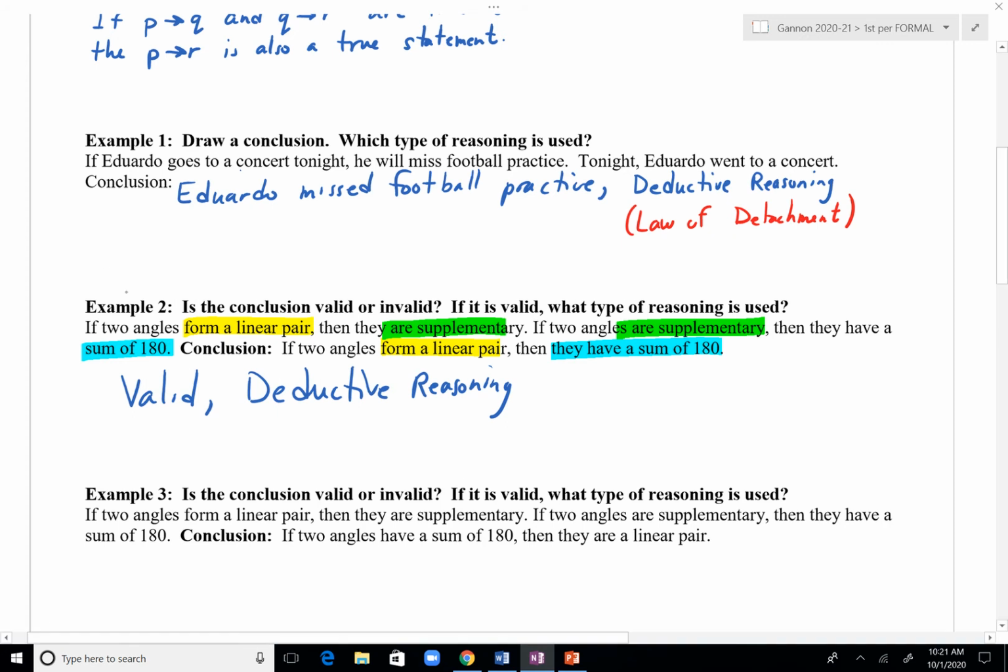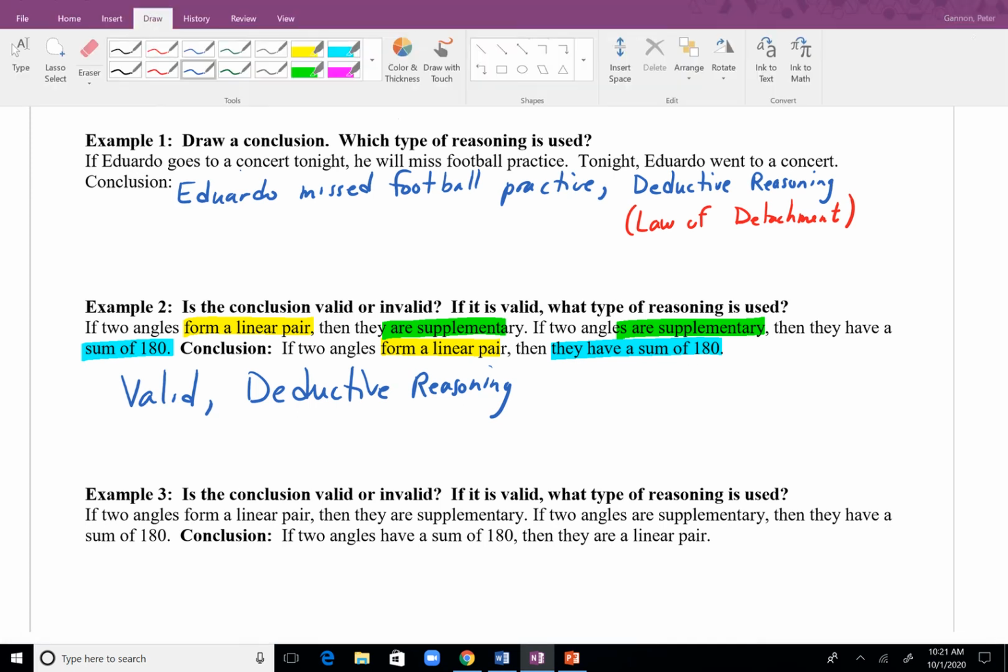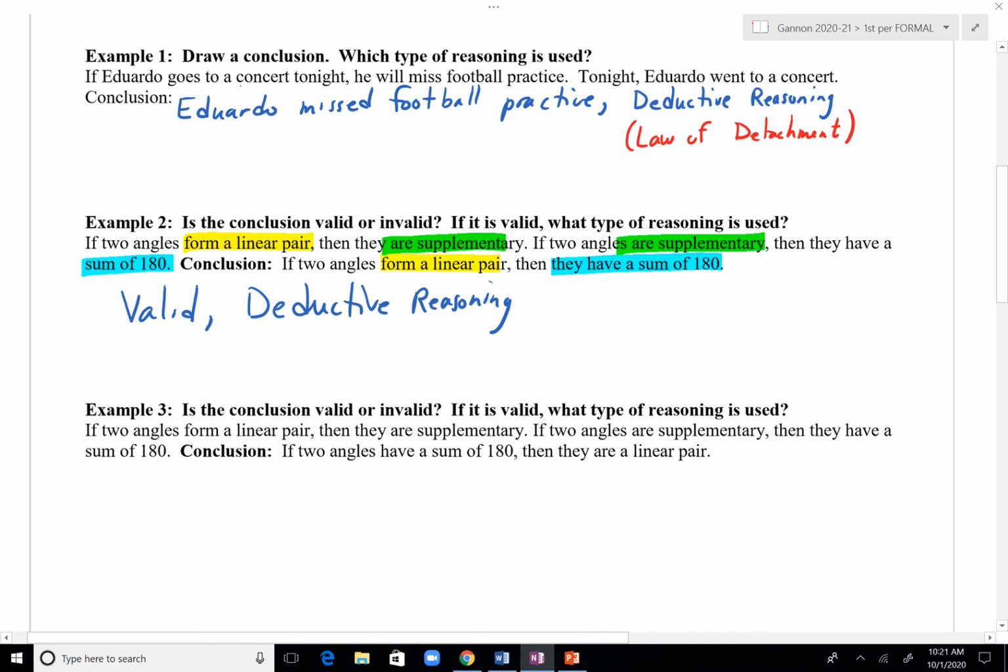And we're putting that together to create the conclusion, if two angles form a linear pair, then they have a sum of 180 degrees. That is a valid conclusion. We are using deductive reasoning. More specifically, it is the law of syllogism, where if P implies Q and Q implies R, then P implies R. So that's your P, that's your Q. So you've got Q, R, this becomes P, R. And it's that whole workings of how the law of syllogism works.